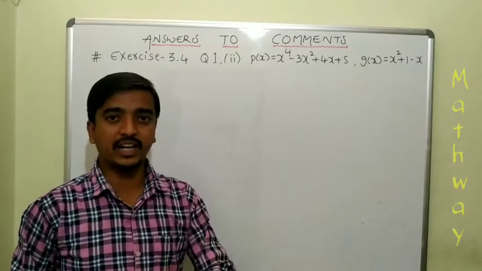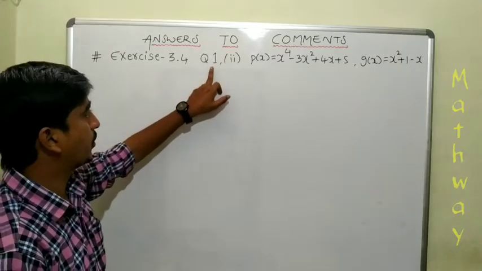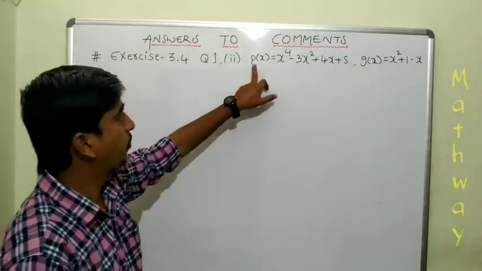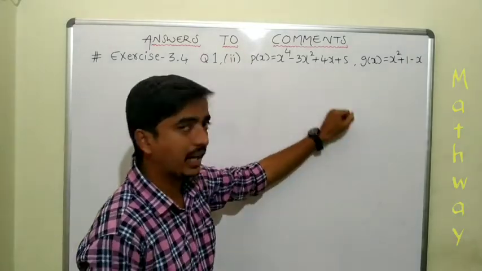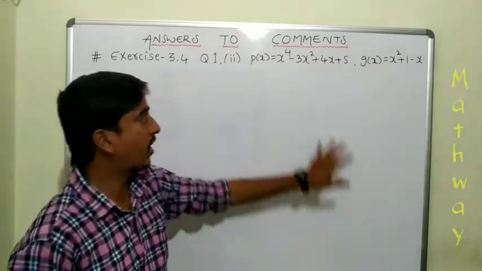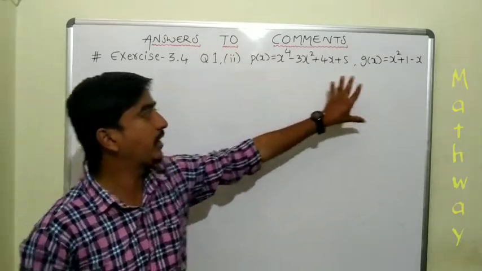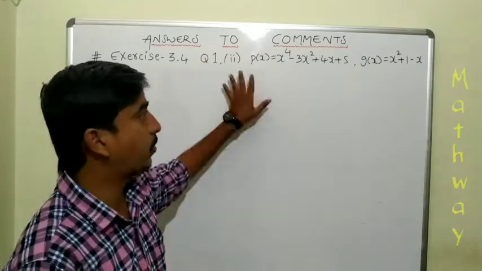So let's see the second commented question. Exercise 3.4, first question, second one. If p of x equals x power 4 minus 3x square plus 4x plus 5 and g of x equals x square plus 5 minus 6. Here we have to divide p of x by g of x, division of polynomials. So let's see how to divide these polynomials.